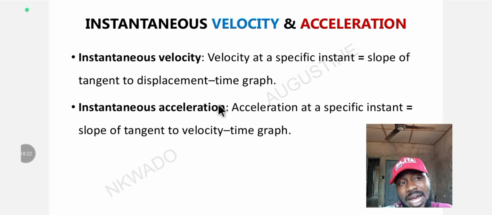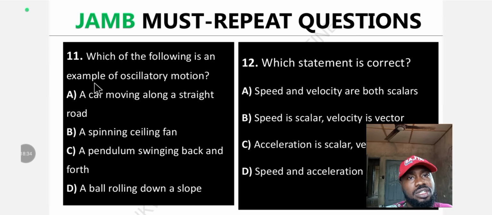Now that we have understood acceleration, velocity, displacement, and so on, let's now test the knowledge we've acquired so far with some Jamb must-repeat questions. Question 11. Which of the following is an example of oscillatory motion? A, a car moving along a straight road. B, a spinning ceiling fan. C, a pendulum swinging back and forth. D, a ball rolling down a slope. Drop the answer in the comment section.